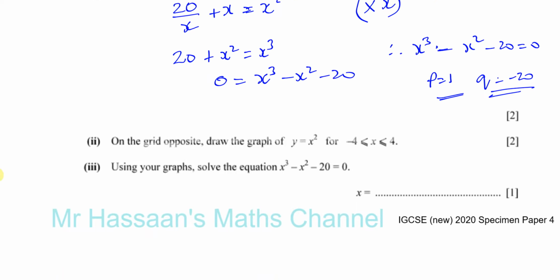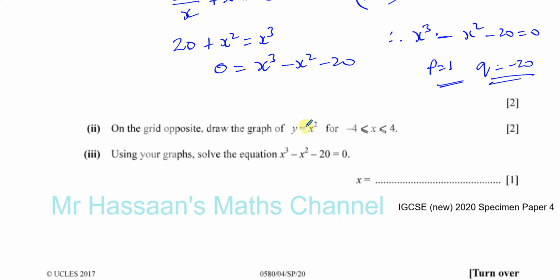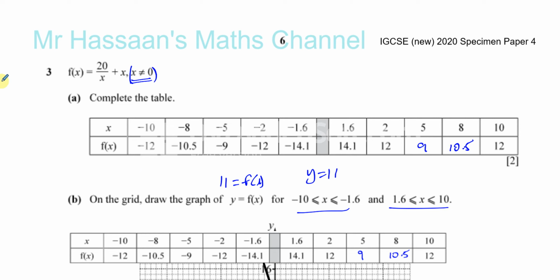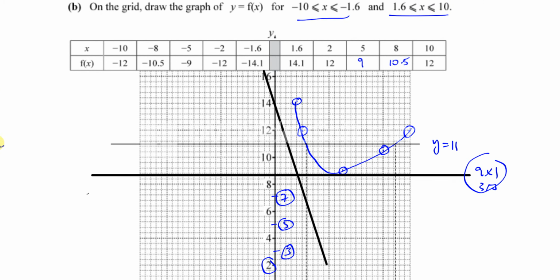Then it said on the grid opposite, draw the graph of y equals x squared for x between minus 4 and 4, and using your graph, solve the equation x cubed minus x squared minus 20 equals 0. So we've got to draw the graph of y equals x squared between minus 4 and 4. So that's a quadratic graph. Okay, you'll only need the top part of this.